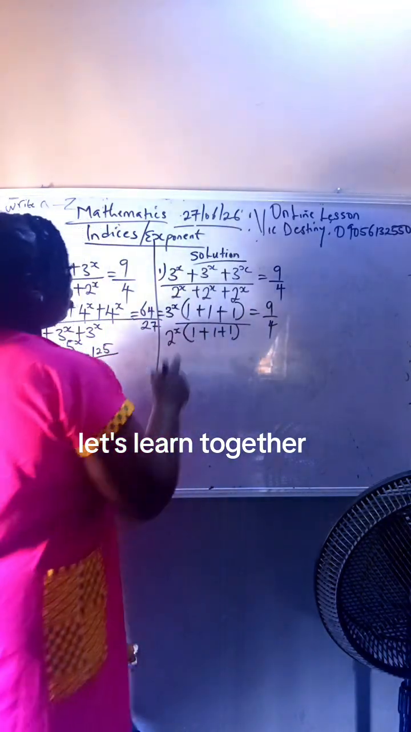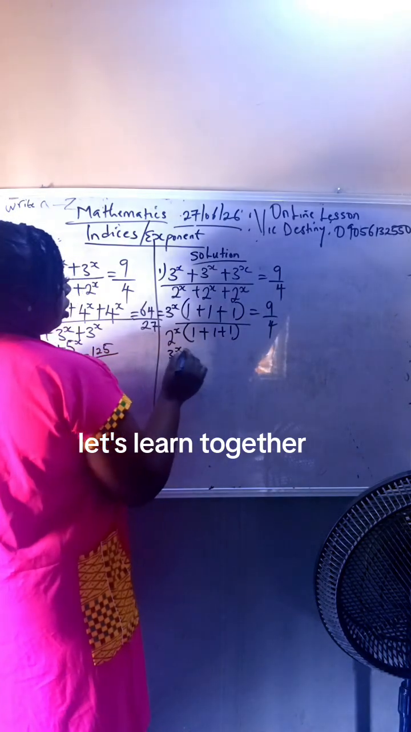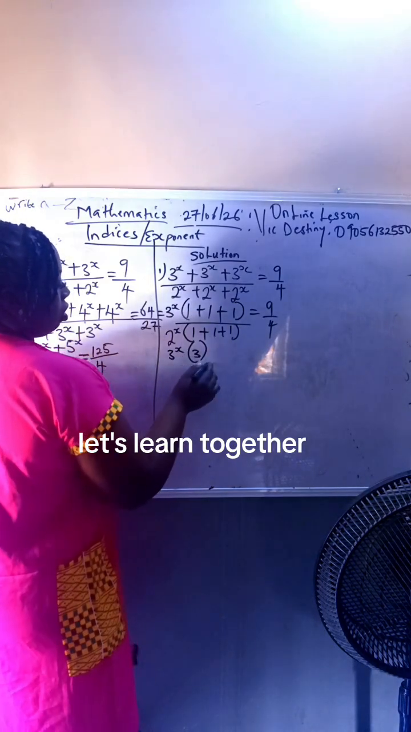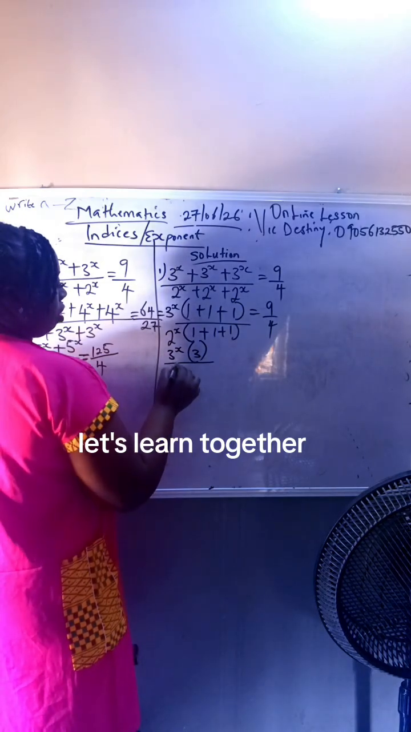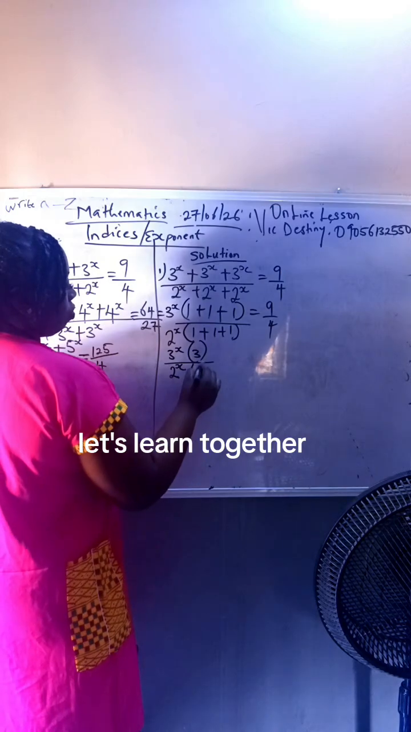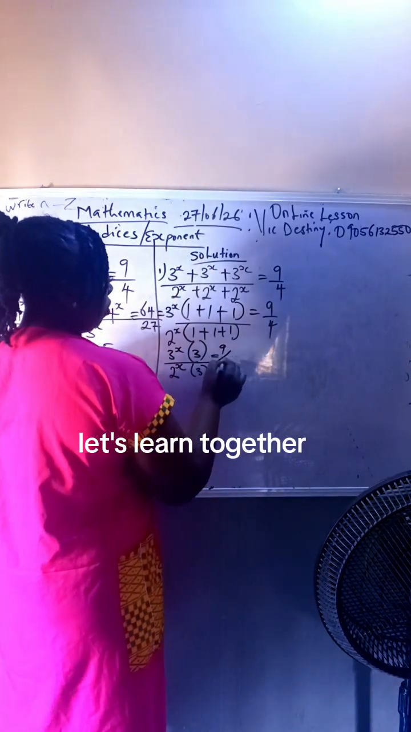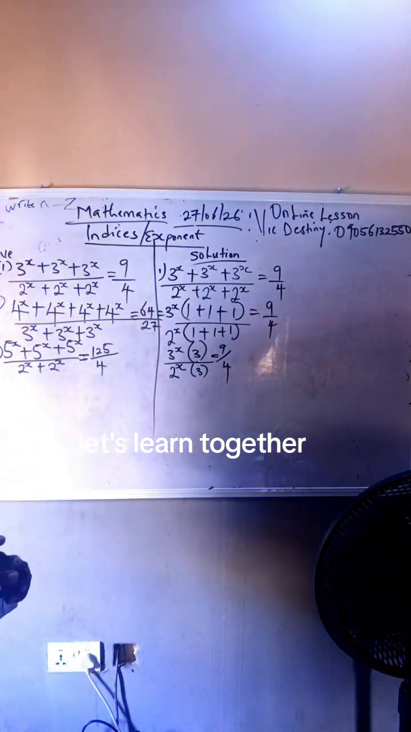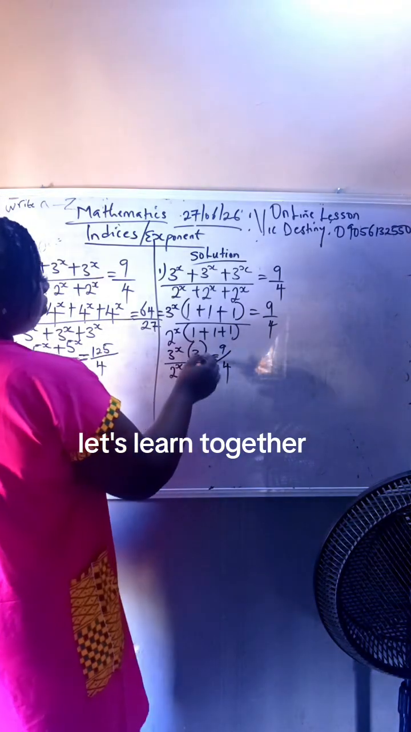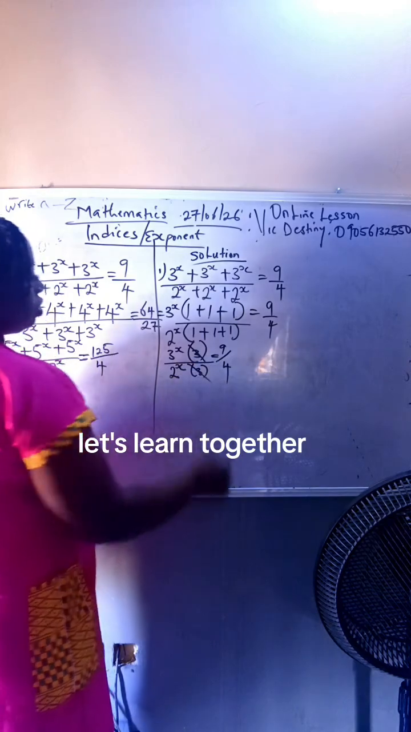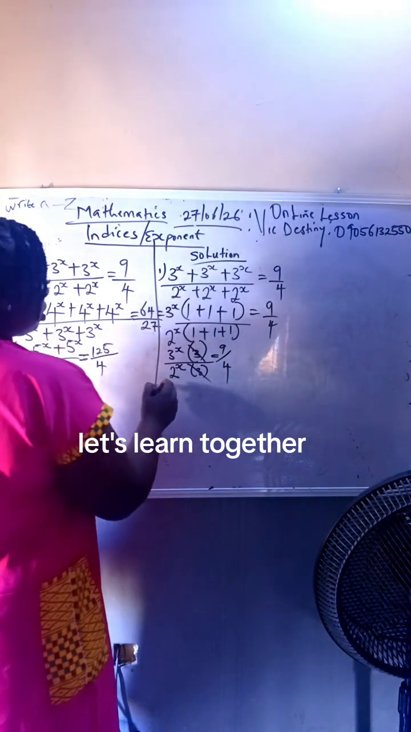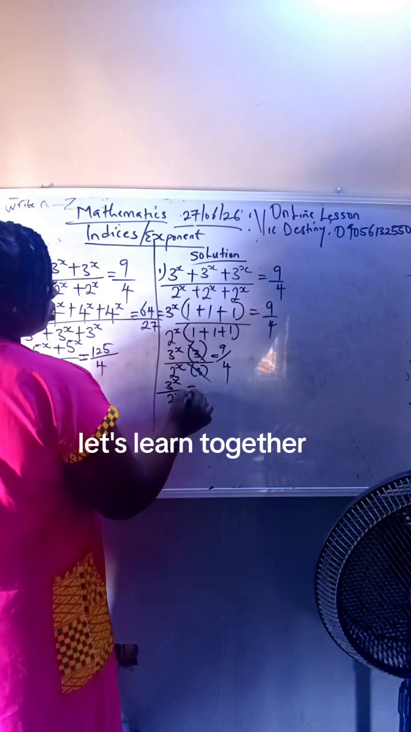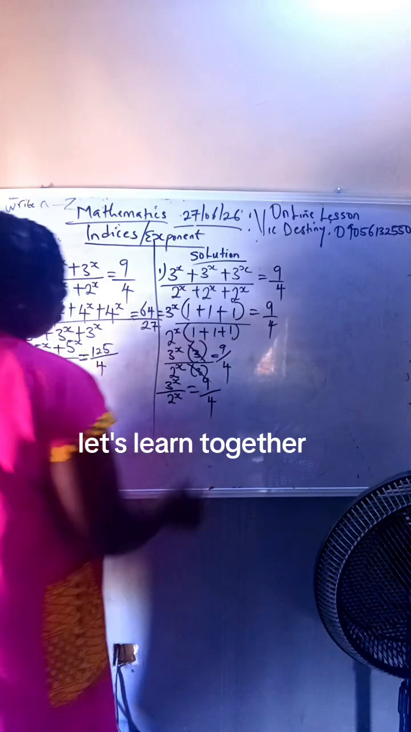Now over 9 over 4. So I have 3 to the power of x, 1 plus 1 plus 1 is 3, over 2 to the power of x, same thing, open bracket 3, is equal to 9 over 4. Now if you check this, it is very simple. Since I have 3 here and I have 3 here, I can cancel this. If I cancel it, I will have 3 to the power of x over 2 to the power of x is equal to 9 over 4.